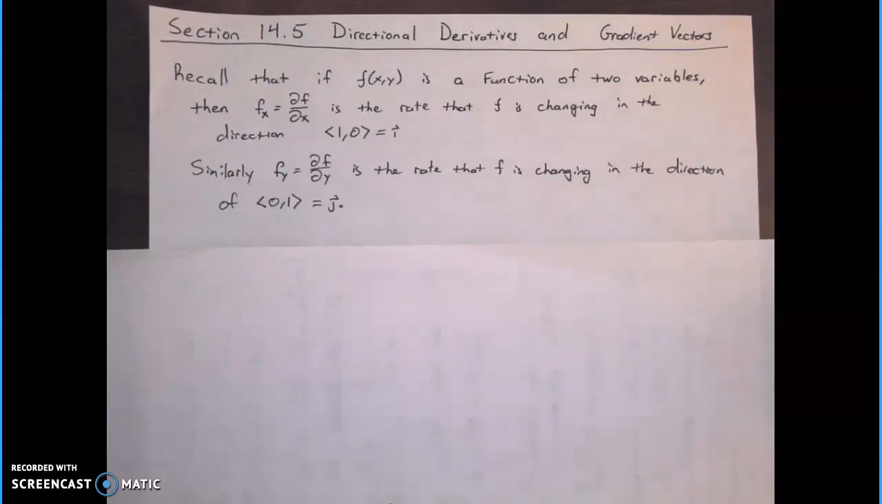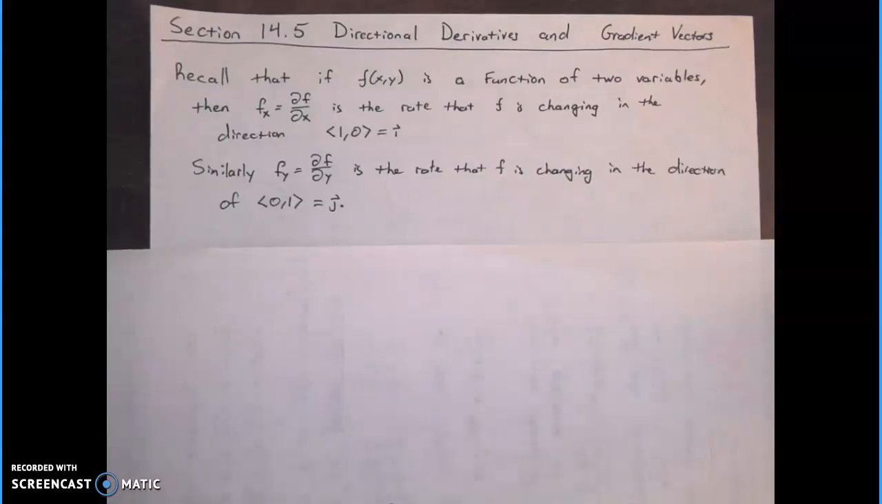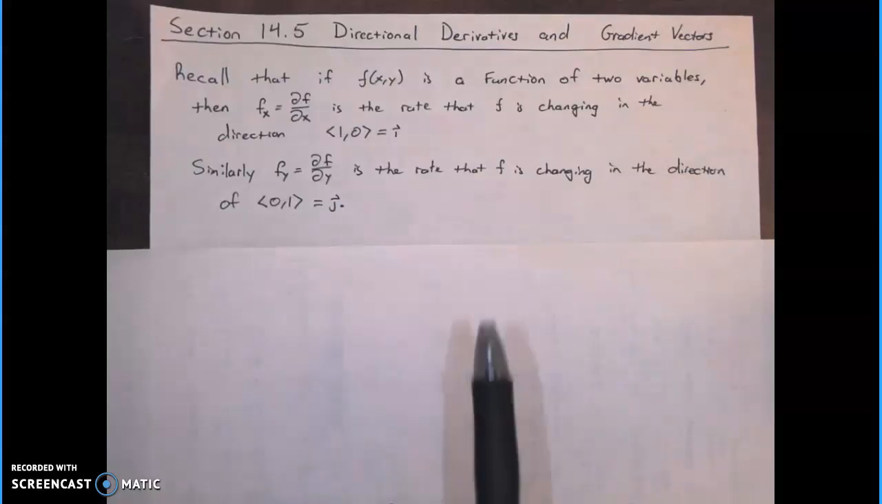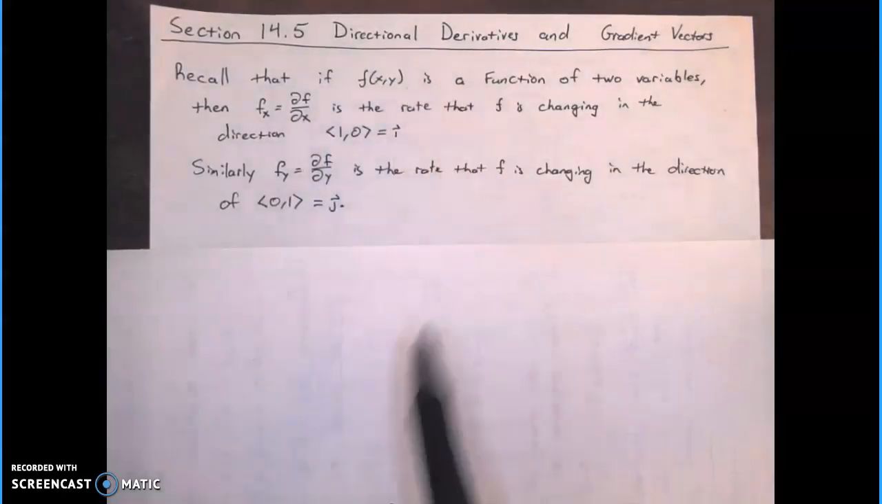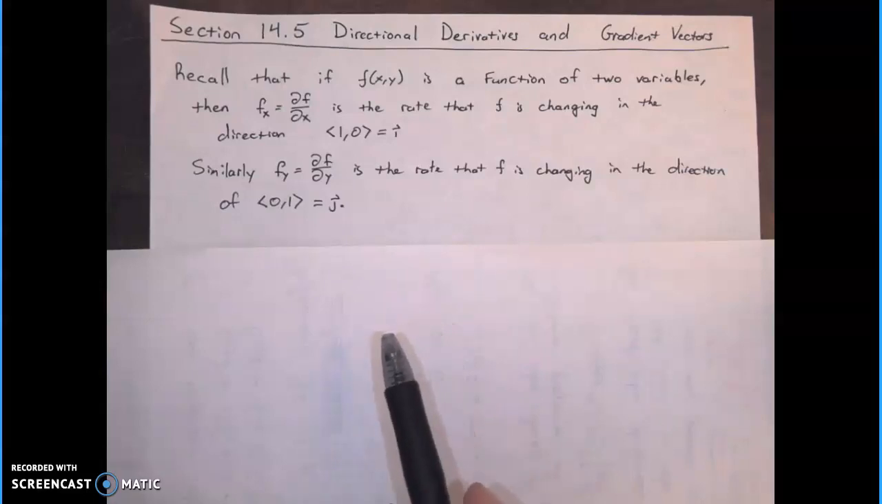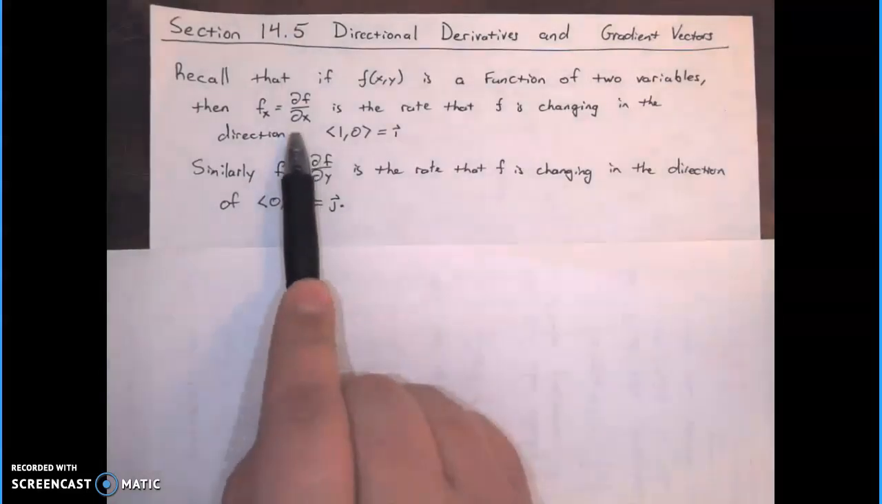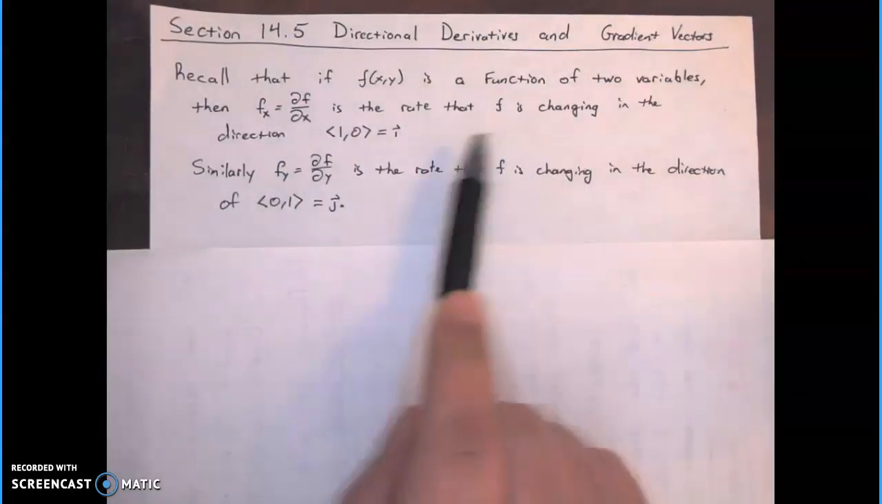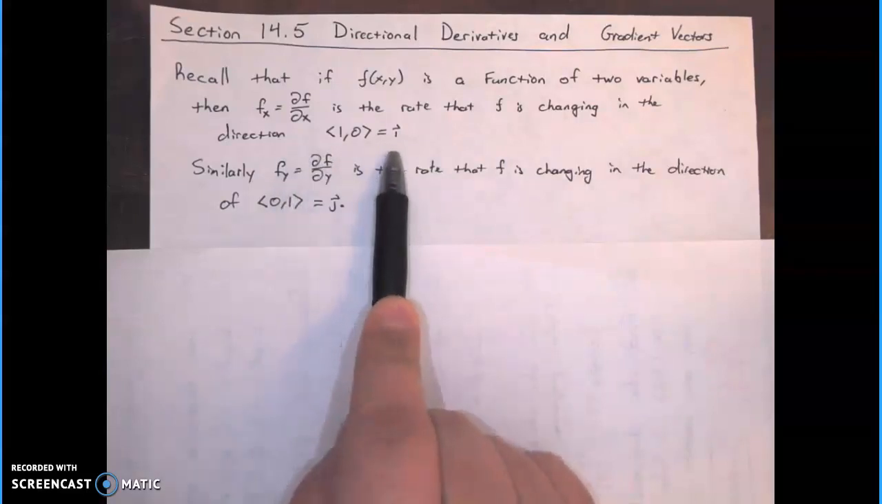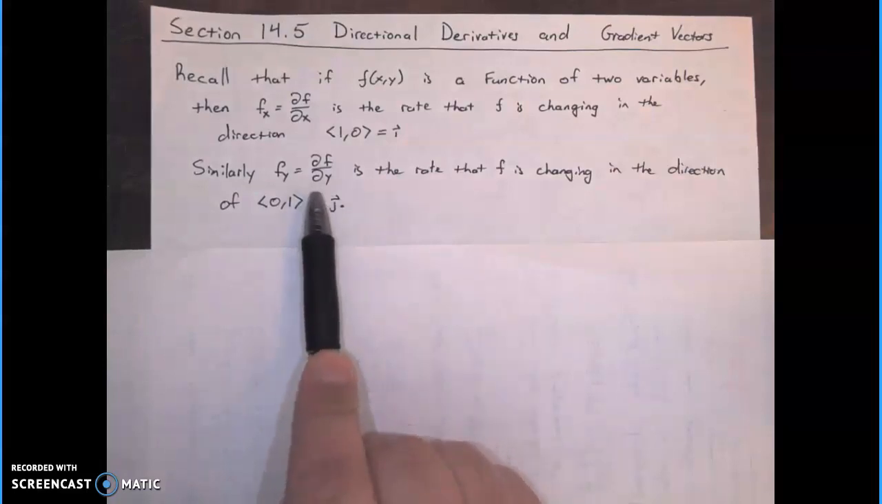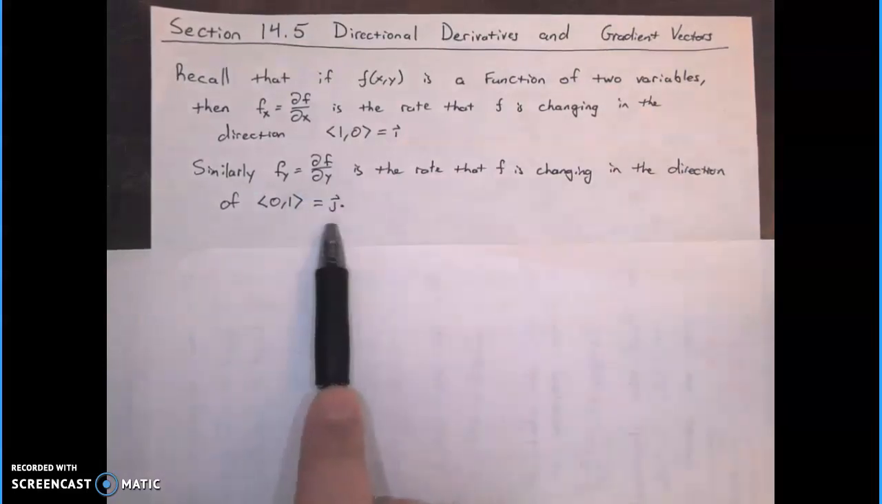First, let's just review what partial derivatives do. Remember, the partial derivative tells us how a function is changing in either an x or a y direction, or a z direction if you have a third variable, but for now let's focus on functions of two variables. If I take a partial derivative with respect to x, that's telling me the rate that f is changing in the x direction, or in the i direction. If I take a partial derivative with respect to y, this is the rate that f is changing in the y direction, or the j direction, right?